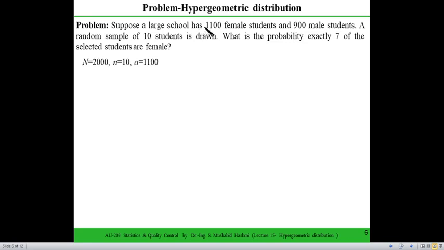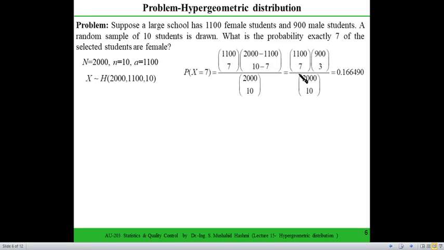So you are picking from 1100 female students. And you can see that for these parameters, your x could be your random variable, which could be the number of females. x could be 0, x could be 1, x could be up to 10. You are interested in exactly 7 female members.